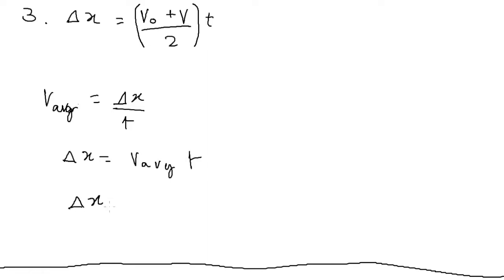So delta x is equal to the final velocity, or just v, plus the initial velocity divided by 2, because that's the average, and multiplied by time. And there we have it, the third equation.